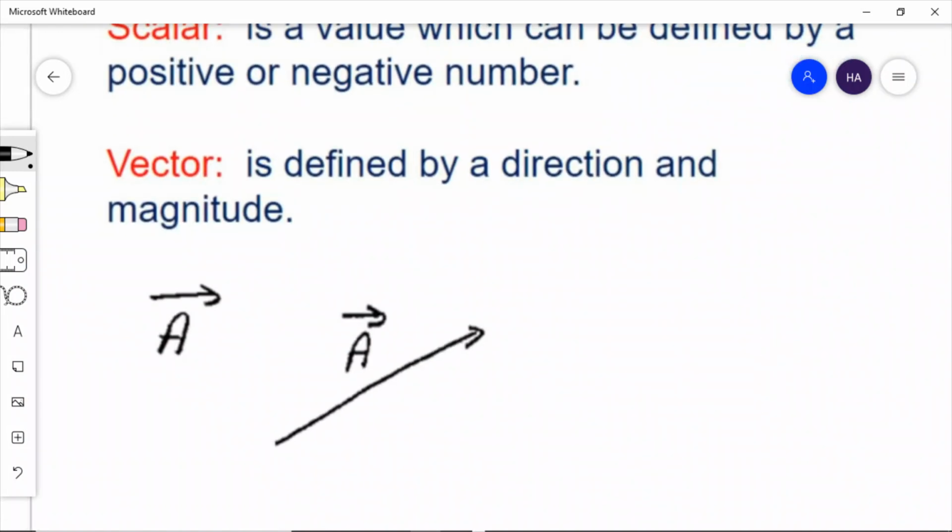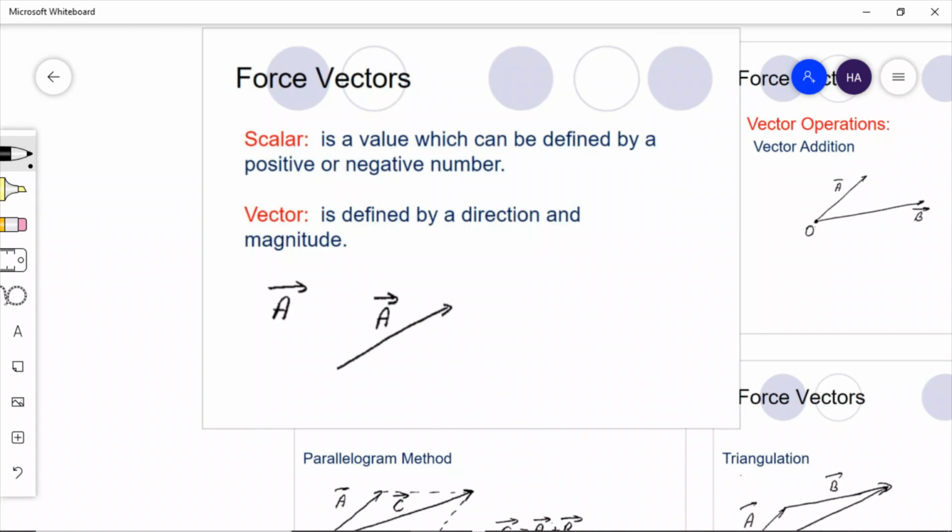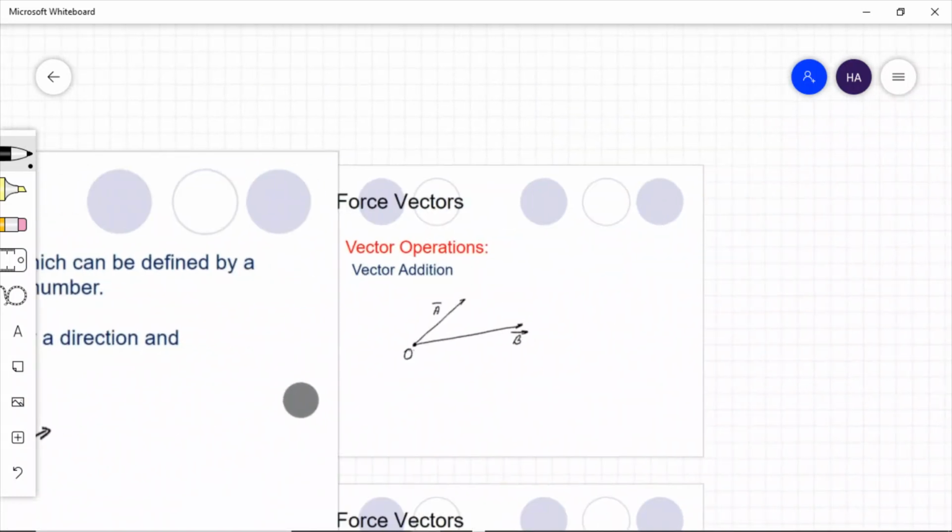Okay, now generally we show the vector by a letter and then an arrow on it, which means that it's a vector quantity. Force is also a vector, right? And we draw a line with an arrow. The length of the line tells us the magnitude of it, and the arrow shows the direction. So this is a vectorial quantity. So let's see the operations on vectors.